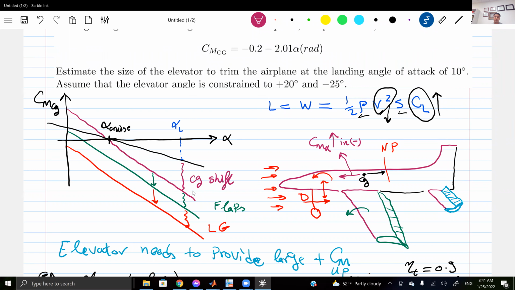due to fuel consumption. So would that CG shift not always be forward or backwards? It just depends. Yes, yes. Okay.